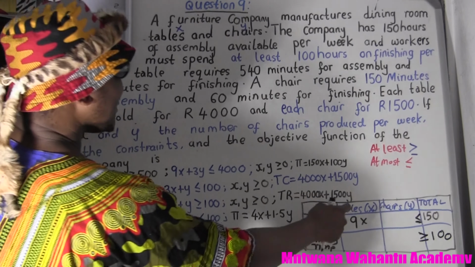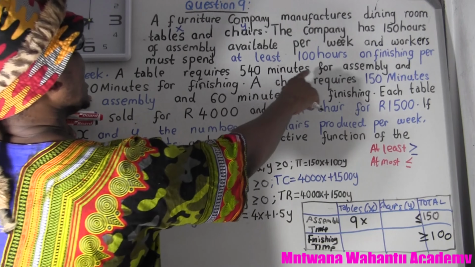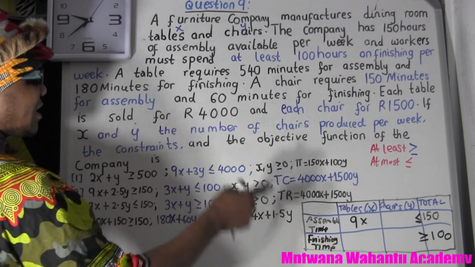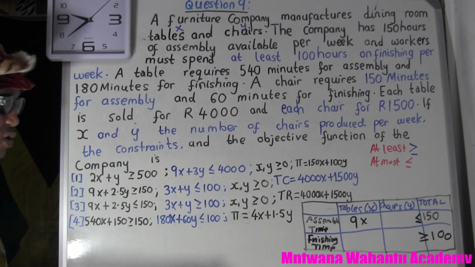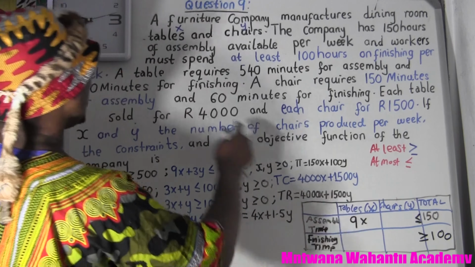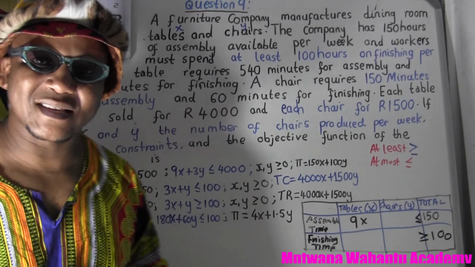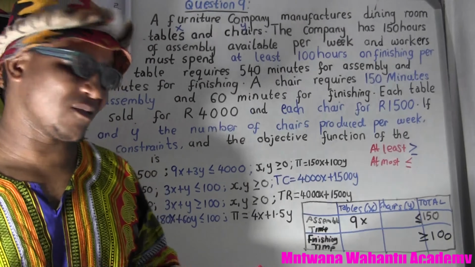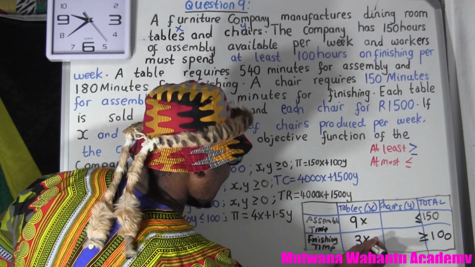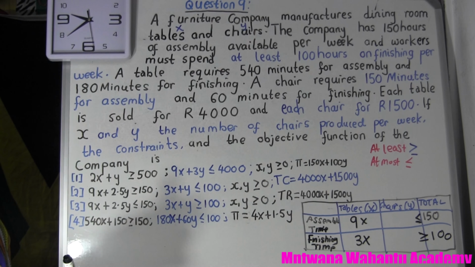Listen carefully, right? It's the same table, and 180 minutes for finishing. But what is that? It's still a table. So this table is going to require 540 for assembly and 180 minutes for finishing. So we're going to take 180 divided by 60, which is going to give us 3. So the same table is going to require 3 hours, because we must take 180 divided by 60, and it's going to give us 3 hours.